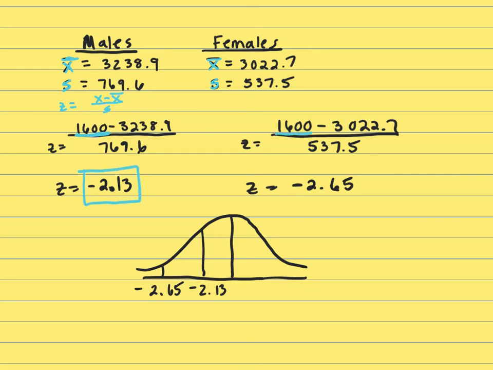And then convert the 1,600 to a z for the females. So 1,600 minus the mean divided by the standard deviation gave me a z of negative 2.65.